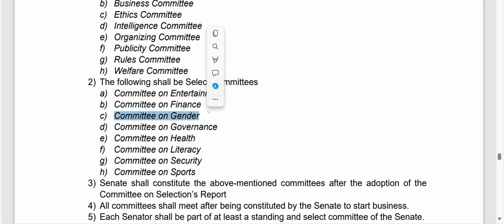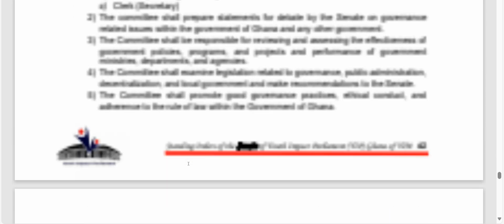Committee on Gender is the same as the Committee on Gender and Children in the Parliament. Committee on Governance is the same as Democratic Governance. Another committee is the same as Health and Safety in the Parliament. Committee on Literacy is the same as the Education Committee in the Parliament. Committee on Security is the same as Defense and Security in the Parliament. Committee on Sports is the same as the Sports and Games Committee in the Parliament.